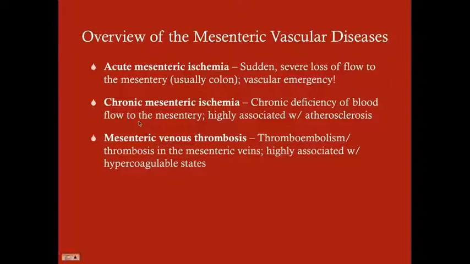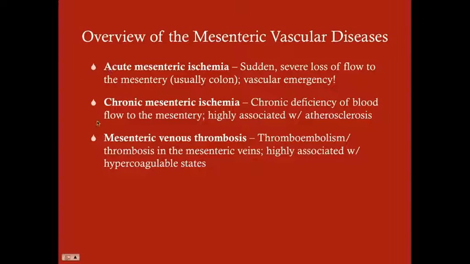And then there's mesenteric venous thrombosis, and what this is, it's a thromboembolism from the veins that then goes up into the mesenteric veins, I suppose it would be, and blocks the veins. And this is sort of like a pulmonary embolism of your intestines. And this is highly associated with hypercoagulable states, just like DVT is. So you can think of this basically as like a pulmonary embolism of your intestines.